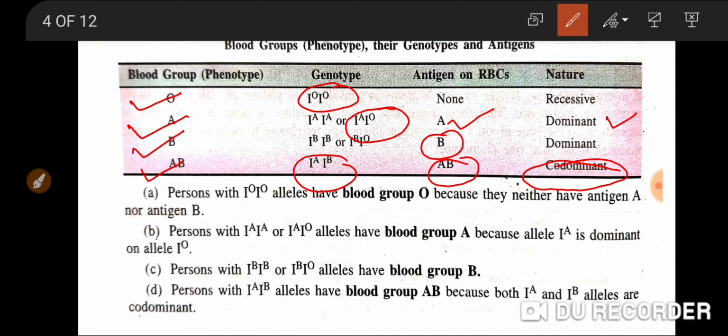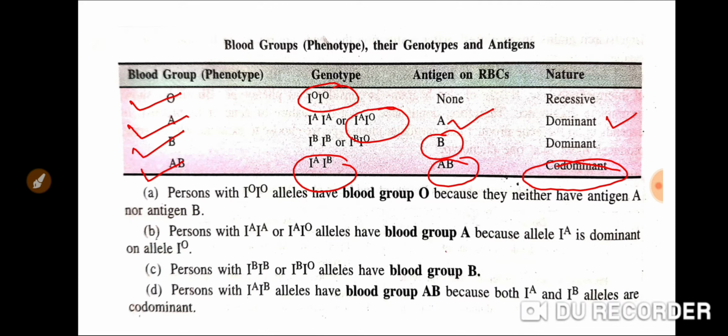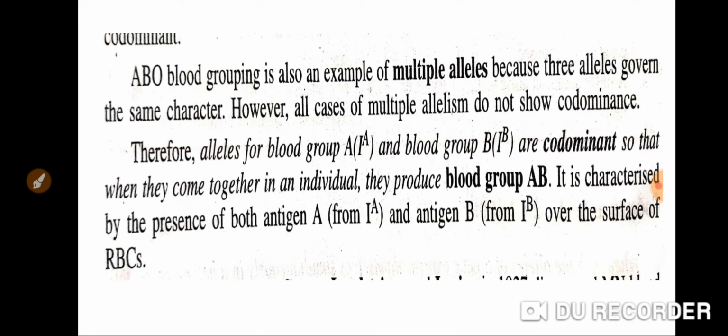So you can see that when an individual has the blood group AB, the alleles present in that individual are IA and IB, and both these alleles are expressing themselves simultaneously, which means both the A and B antigens are present on the plasma membrane of RBCs in such individuals. This is an example of codominance.